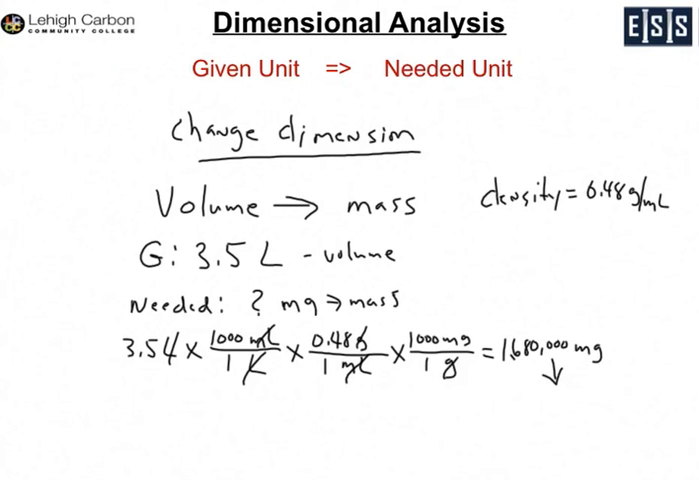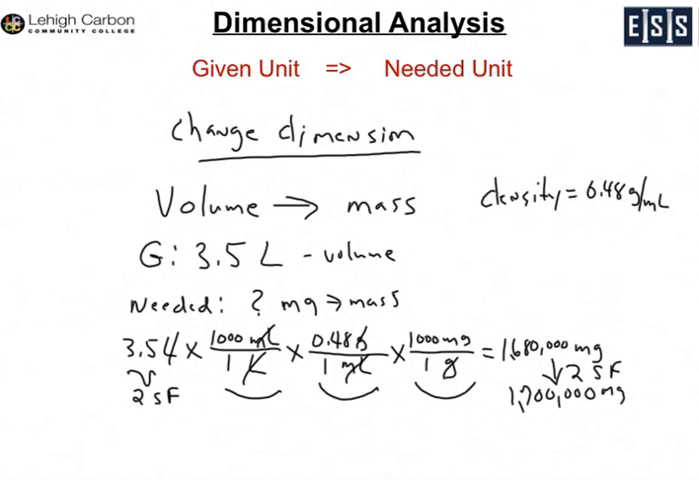And to throw in one other step here, I have a video on significant figures. When you do this problem, you have 2 significant figures in your given. These conversion factors are exact numbers, so they do not get involved in significant figures. So your answer needs to be in 2 significant figures. And so the correct answer here would be 1,700,000 milligrams, or if you wanted to use scientific notation, 1.7 times 10 to the 6 milligrams.